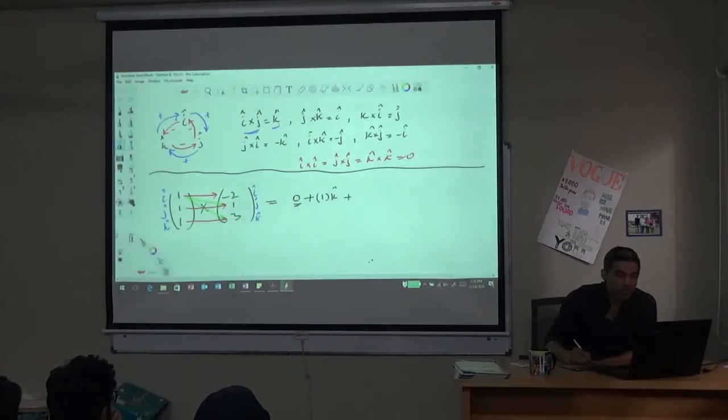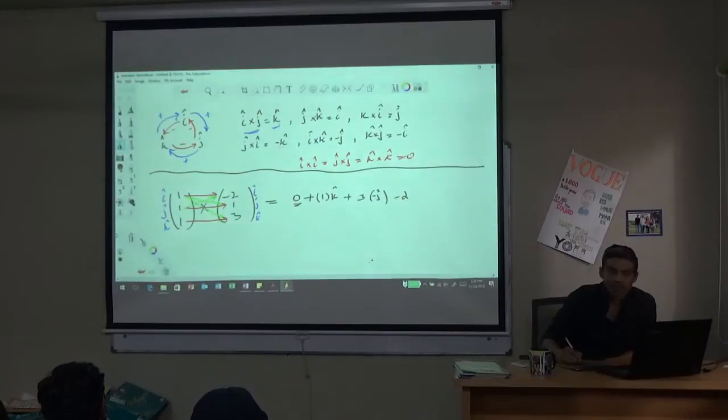Then you move on to the next one. 1 times 3 is a 3. i cross k is a minus j. So this is going to be a minus j. Then we move on to the next component. So next component, 1 times minus 2. 1 times minus 2 is a minus 2. Now this is j times i. j times i is a minus k. So minus 2 into minus k.